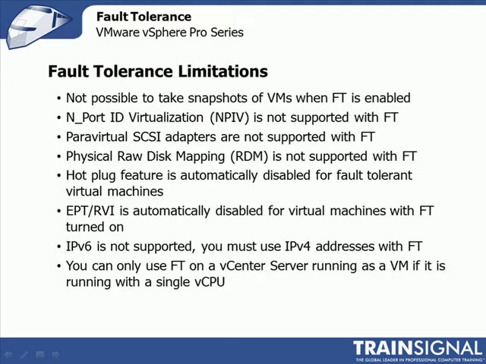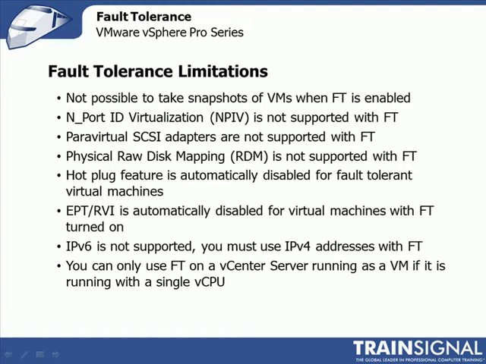Here are some more limitations. It is not possible to take snapshots of virtual machines on which FT is enabled. Endport ID virtualization, also known as NPIV, where you can assign unique Fibre Channel worldwide node names to VMs, is not supported with FT. You cannot use paravirtual SCSI adapters with FT. You must use the BusLogic or LSI Logic adapter types instead. Physical raw disk mappings are not supported with fault tolerance. You can only use virtual mode RDMs with fault tolerance.